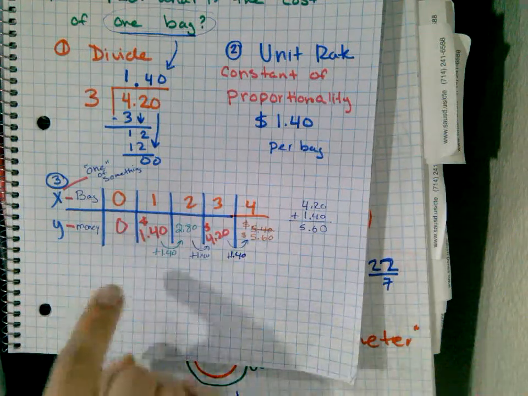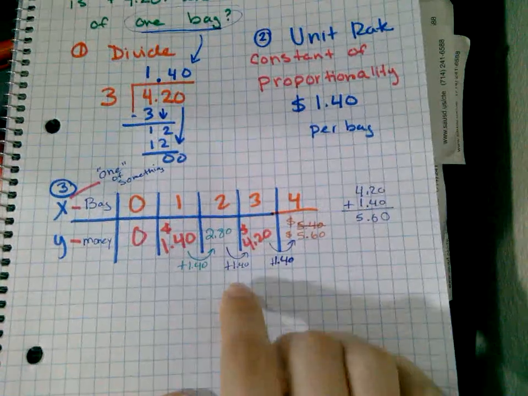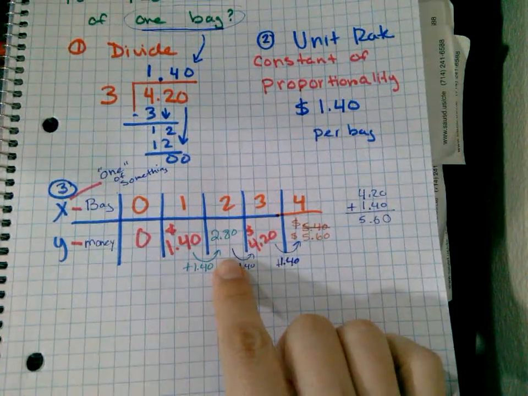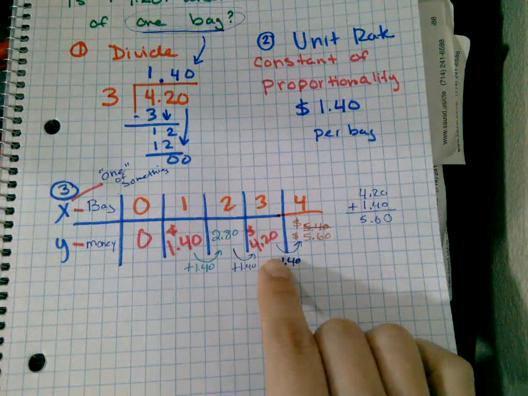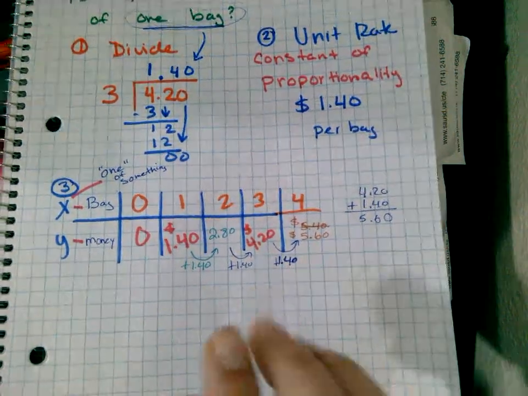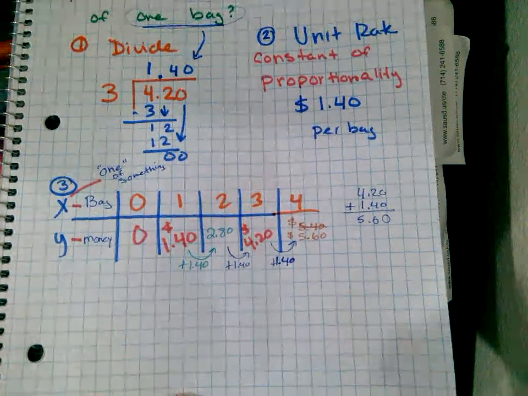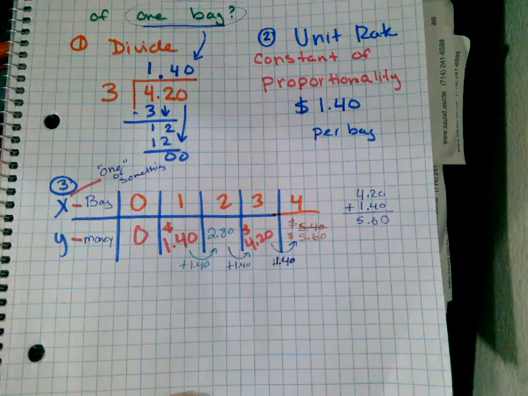So this table shows us different options. If you buy one bag, it's $1.40. If you buy two bags, it's $2.80. If you buy three bags, it's $4.20. If you buy four bags, it's $5.60. And we can continue going on forever, right? We can go up to like 100 bags. How much is 100 bags going to cost me?